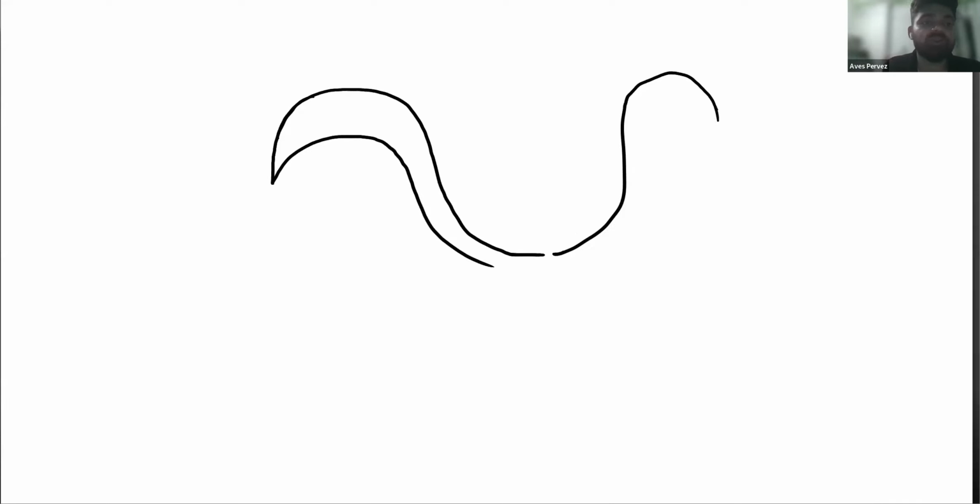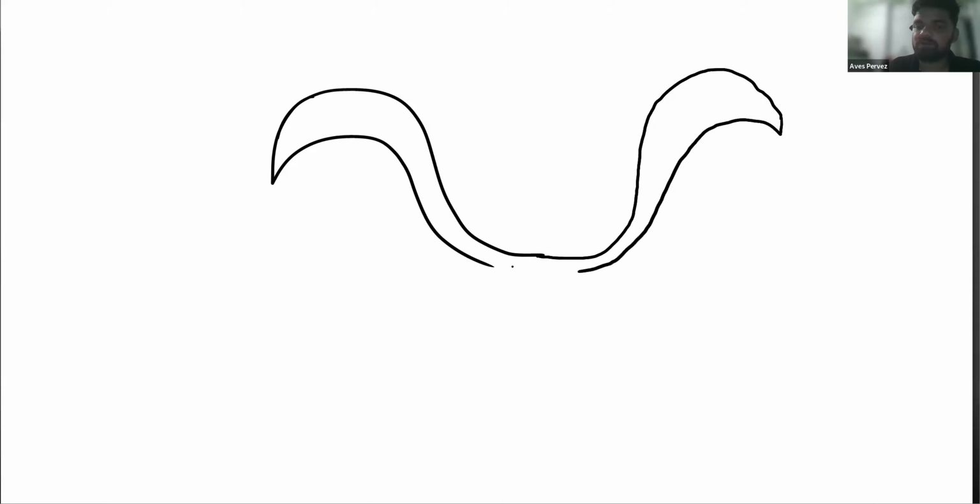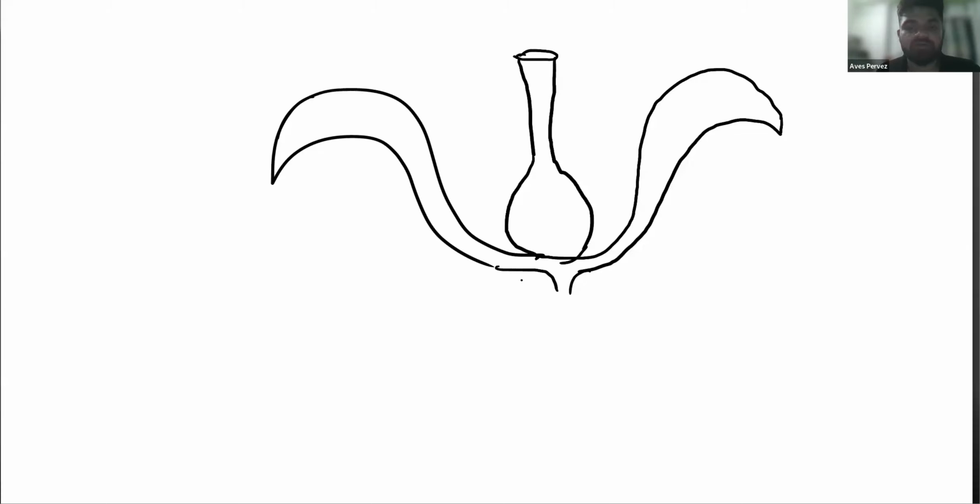Very hard to make this symmetrical shape with the pen. So this flower is going to have these petals, and this is the carpel or pistil. It is present in the plant, and this is the female reproductive organ of the flower. We're going to study this in the next chapter, that is reproduction.